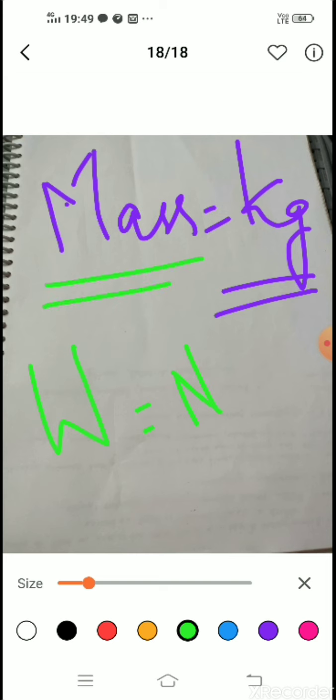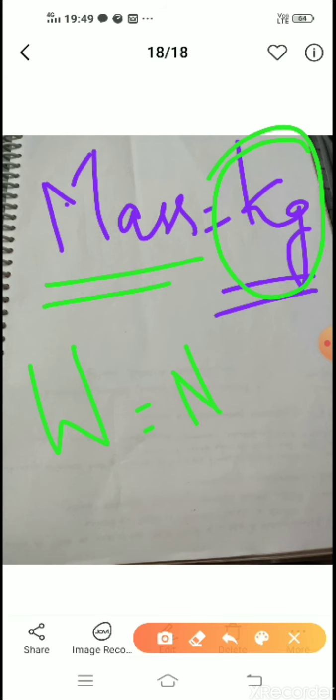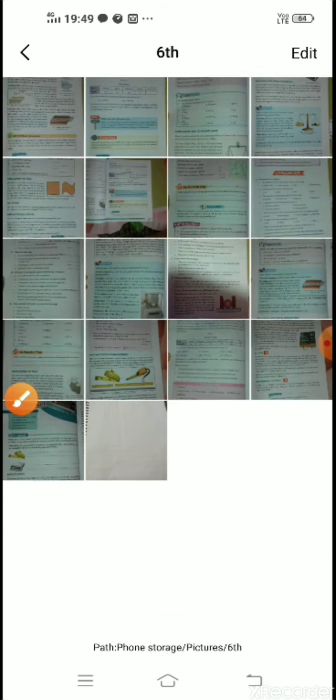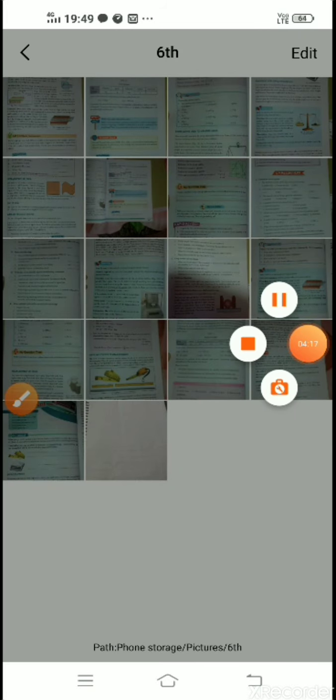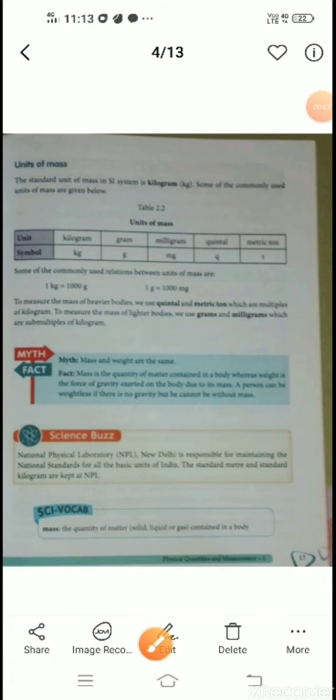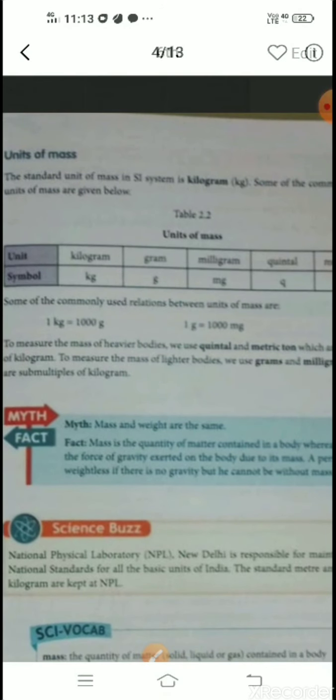What is the SI unit of mass? It is kg. Mass means how much matter a particular object is made up of. So now the next topic is the units of mass. Mass is also measured in kg, as we saw just now.